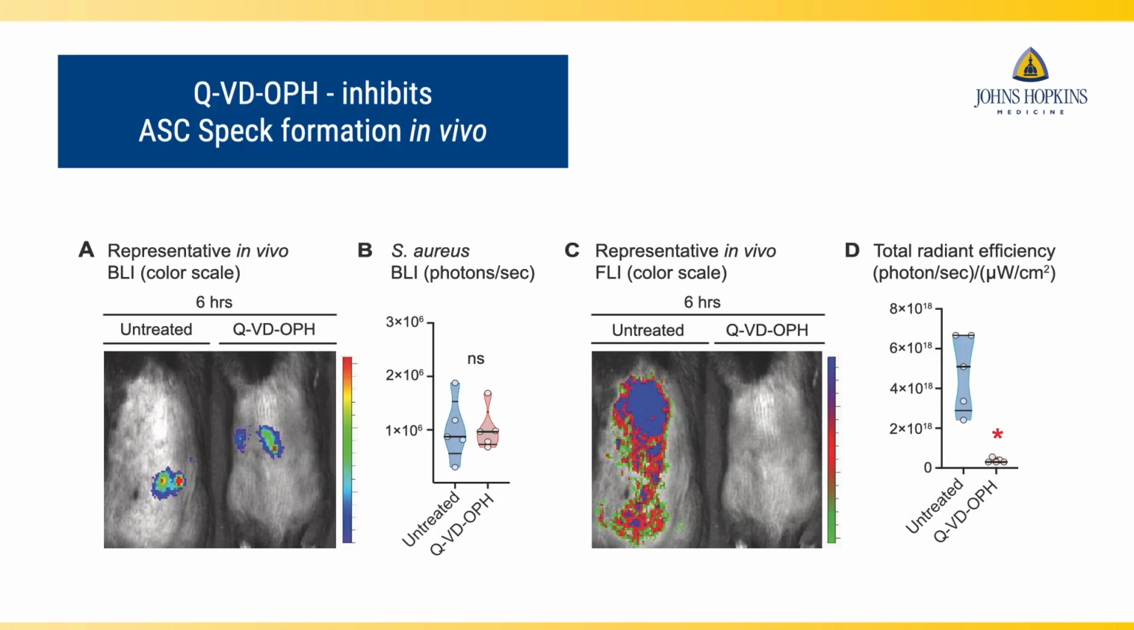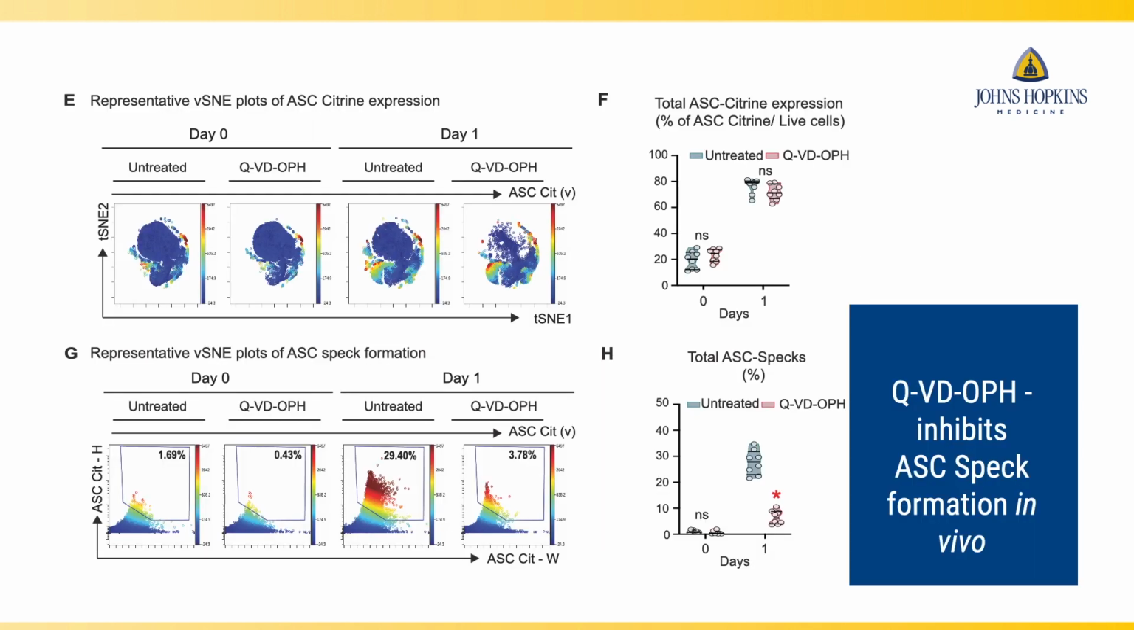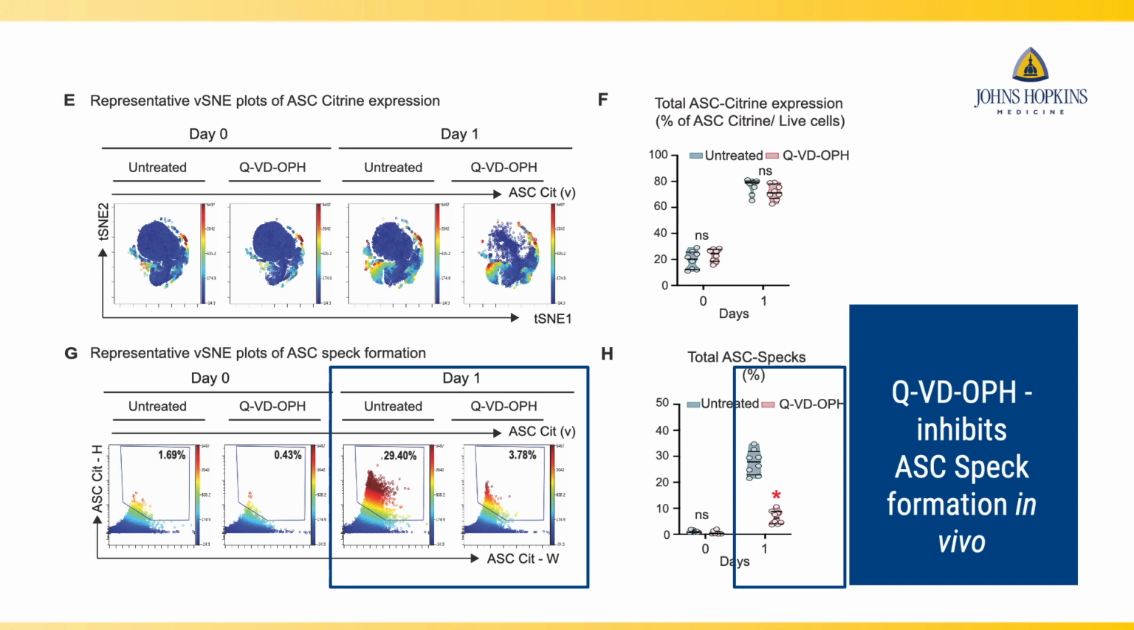Panels A and B show no difference in the BLI or bacterial burden between the inhibitor treated or the untreated mice. However, when we measured ASC-Citrine fluorescence, the Q-VD-OPH treated mice showed complete inhibition of ASC speck formation, as shown in panels C and D. Again, at 24 hours, in immune cells, there was no difference in the expression levels of ASC-Citrine between the untreated and the inhibitor treated group, as shown in panels E and F. However, there was inhibition of ASC speck formation in the inhibitor treated group at 24 hours in immune cells, suggesting that Q-VD-OPH inhibits inflammasome assembly.